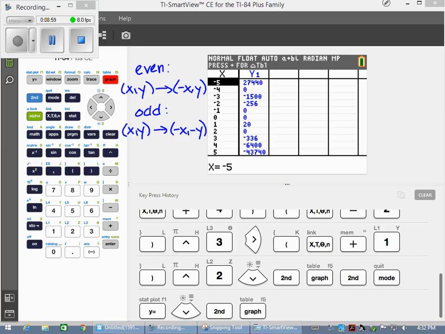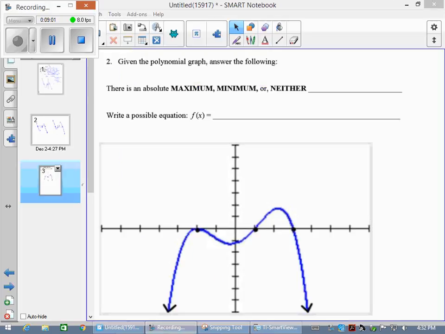And for question number 2, we're given a graph and asked to answer 2 questions about it. The first one is asking, is there an absolute max, min, or neither? Looking at this graph, I can see that there is an absolute maximum. It is the highest point on the graph. But because my end behavior goes down to -infinity, there would not be an absolute minimum. Just to review, this turning point would be a relative minimum. This turning point would be a relative maximum, but there is no absolute minimum.